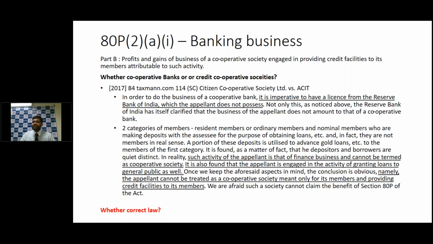80(p)(2)(a)(1) deals with a society which is engaged in providing facility only to its members. You are catering to non-members. You are not eligible to deduction under Section 80(p)(2)(a)(1). This was not the end. They also imposed cost on the society for this appeal.